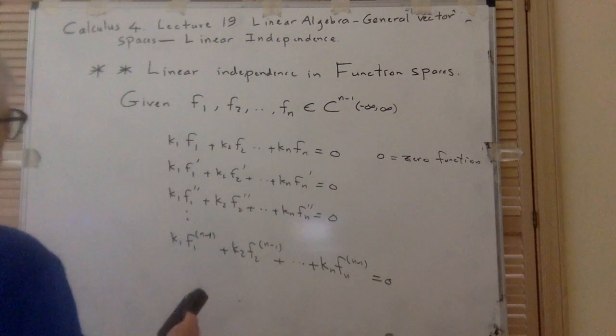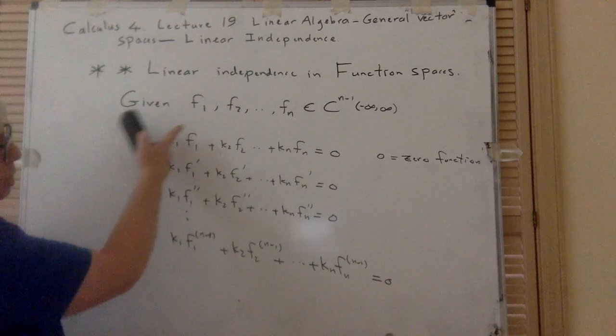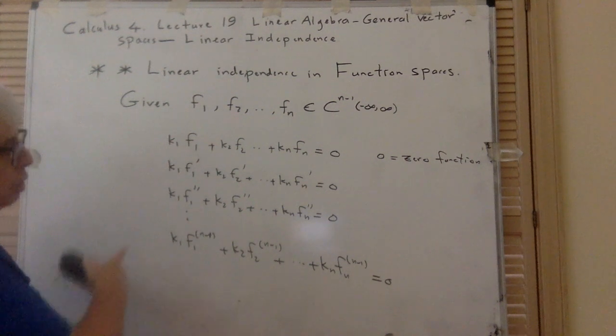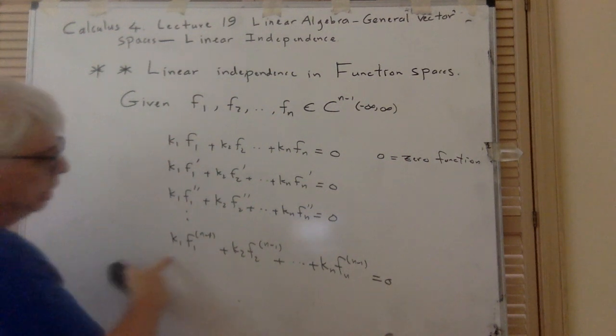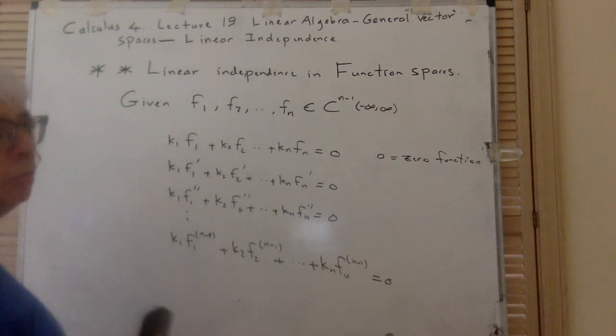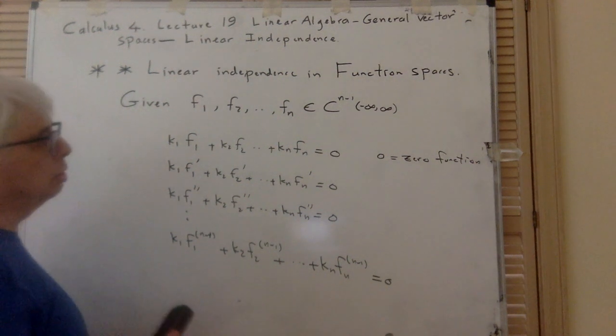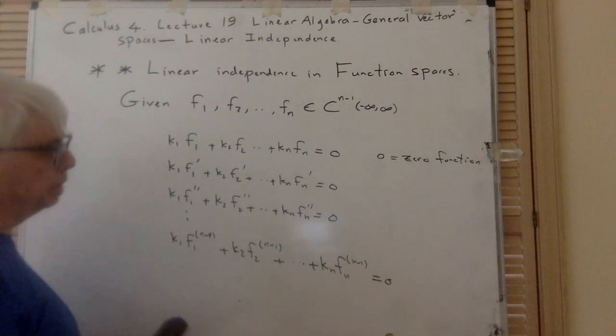So, how many equations do I have? N equations. Remember, this is like 0, 1, up to n minus 1. So I have n equations in n unknowns, right? I want to see if the ki's will be 0, all of them. If the ki's are all 0, then the fi's are linearly independent.